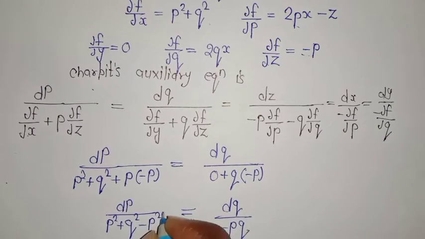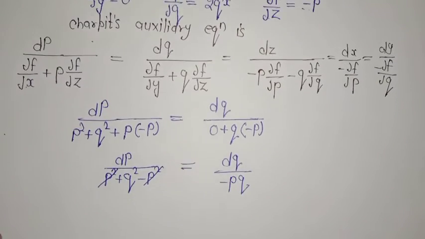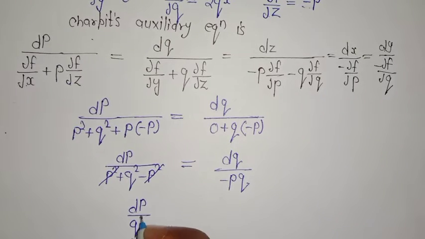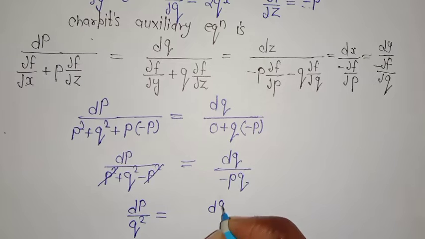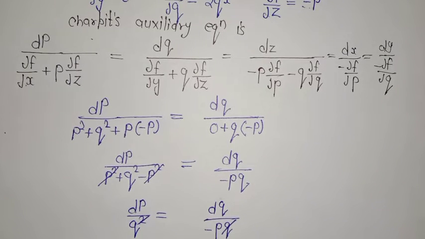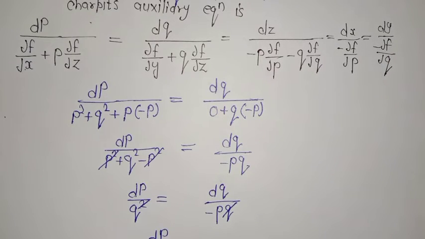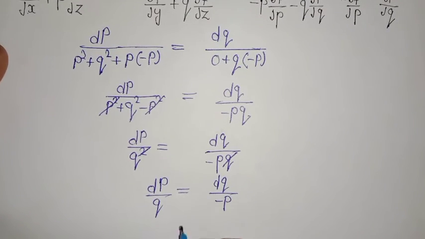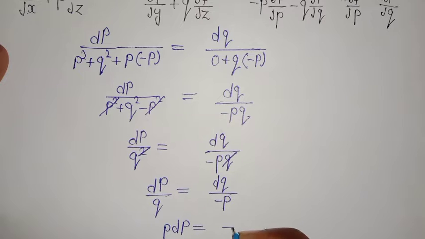Now p square gets cancelled by p square and we get dp upon q square is equal to dq upon minus pq. q gets cancelled by q, so we get dp upon q is equal to dq upon minus p. Now this equation can be solved by the variable separable method. If we apply that, then we get p dp is equal to minus q dq.